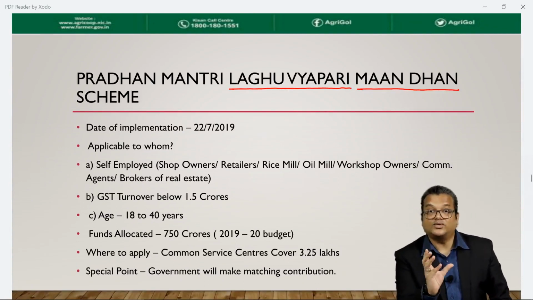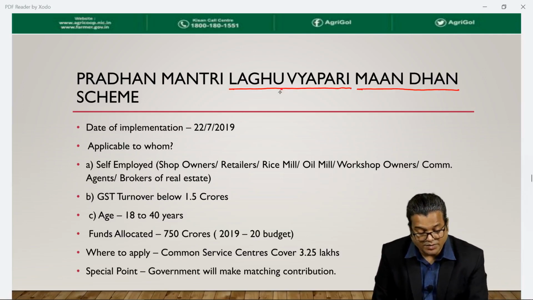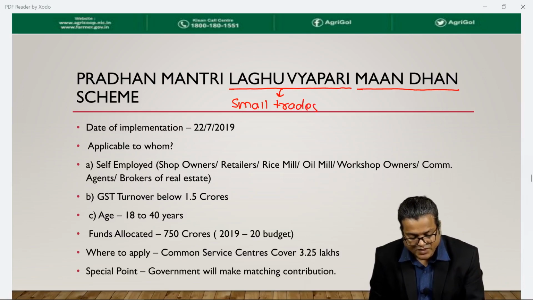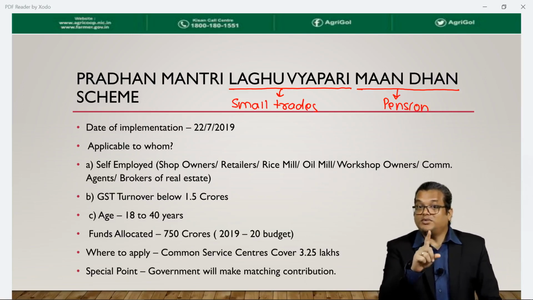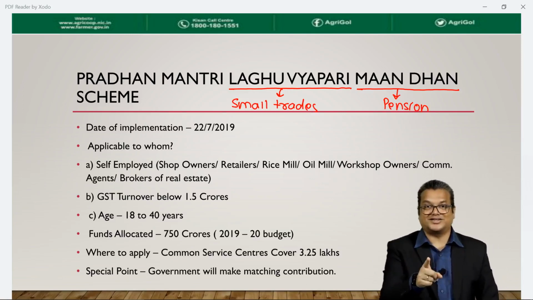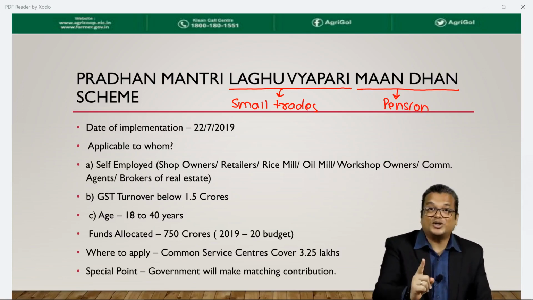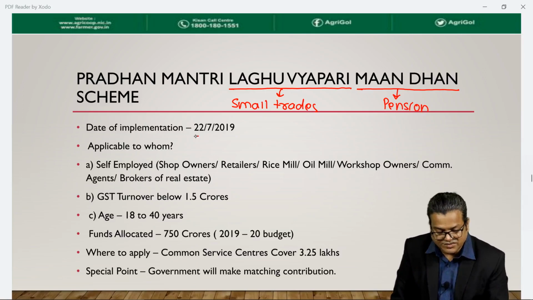So let's understand the words one by one, friends. Pradhan Mantri, Prime Minister. Laghu Vyapari. Can I say this is nothing but small traders? And then Mandhan we just now saw. That is what? Pension. Oh, so that means there is a pension scheme even for small traders. As we had seen earlier that there is a pension scheme for farmers, there is also a pension scheme for small traders. Okay, the date of implementation is given.